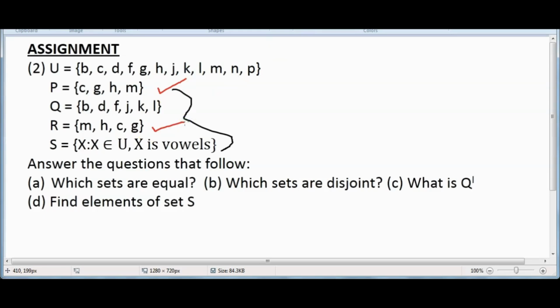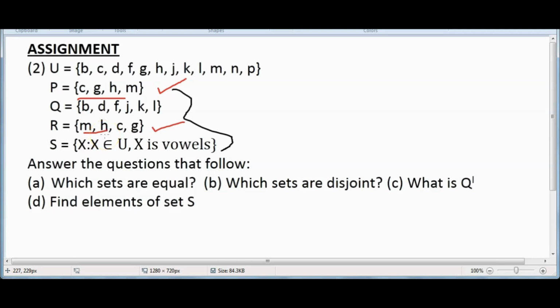The elements C, G, H, M are all in P. They are all in P.